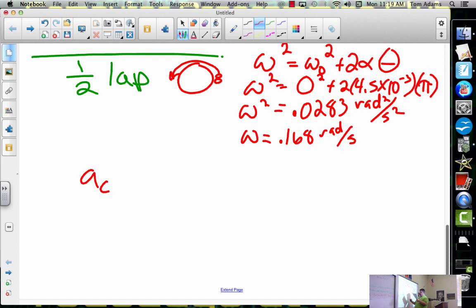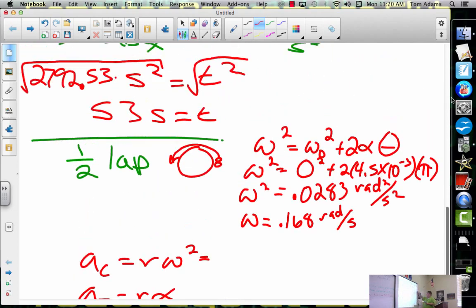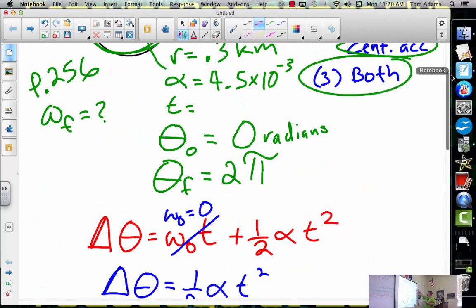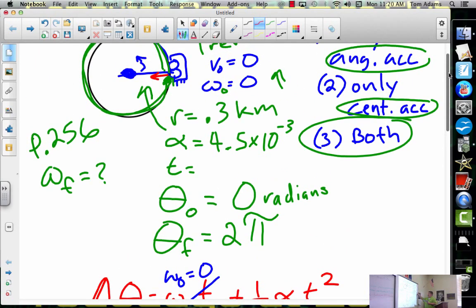We have centripetal acceleration, right? Because it experiences both, and that's equal to the radius times the final angular velocity squared. Okay. And then we said it also experiences a tangential acceleration, which is equal to the radius times the angular acceleration. Okay, and we'll crank through that in a second. So maybe I will try to explain what's going on, and then we'll bounce back and forth. We said in part A that it experiences both types of acceleration.